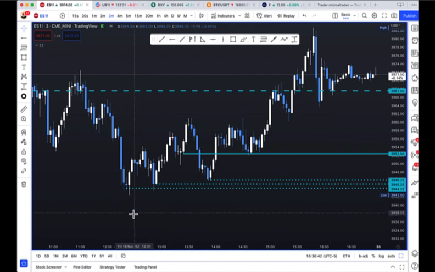What are we noticing from the bottom? What are we doing? We are laddering up. This is the third ladder up. When we're laddering up, do you want to take the first short that's in front of a second or third ladder up? Probably not the trade you want to take.